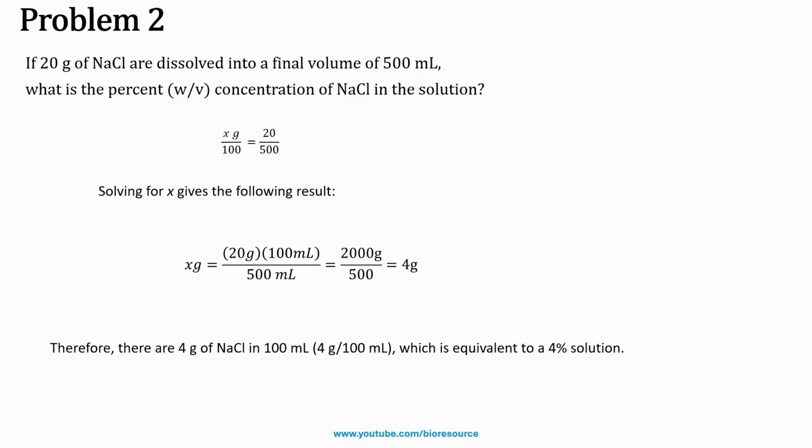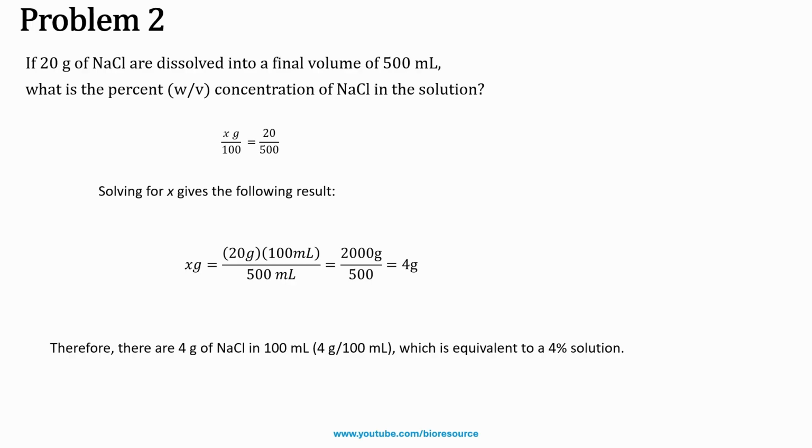This relationship is read as X gram is to 100 ml as 20 gram is to 500 ml. So solving for X gives us the following results. X gram equals 20 gram into 100 ml divided by 500 ml. Solving for this, we will get 4 grams.